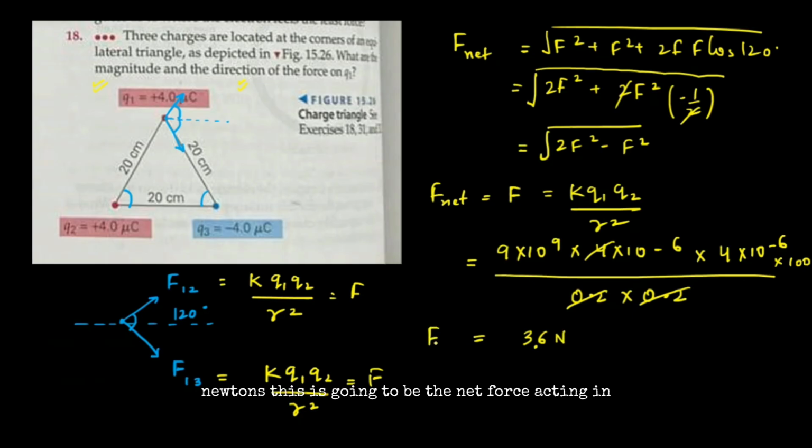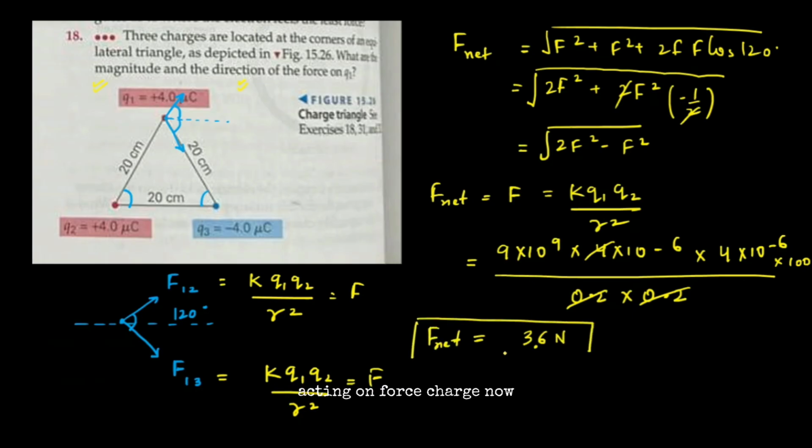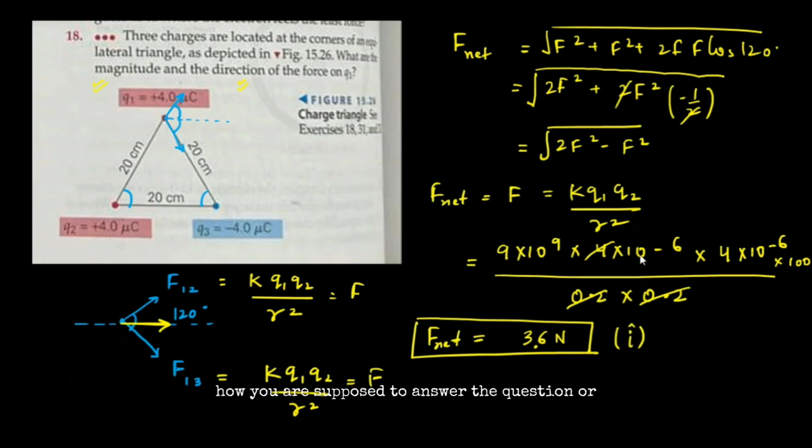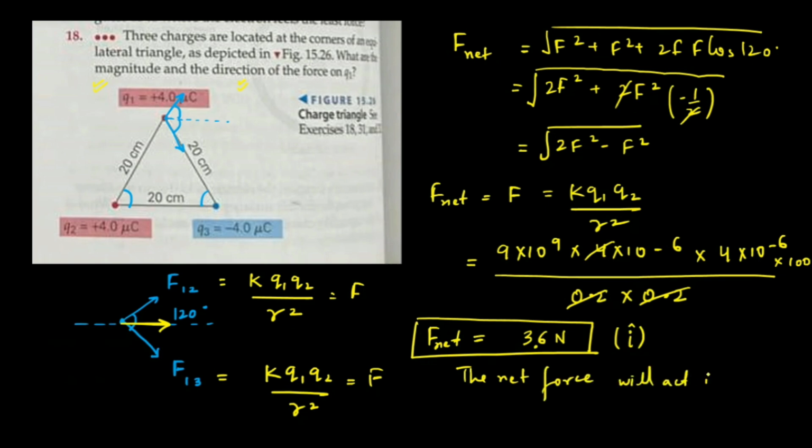Newtons. This is going to be the net force acting on the charge. Now, if we talk about its direction, the force is going to act in this direction, and this can be represented using i cap. That's it. This is how you are supposed to answer the question. Or we can also say that the net force will act in the horizontal direction, parallel to the base of the triangle.